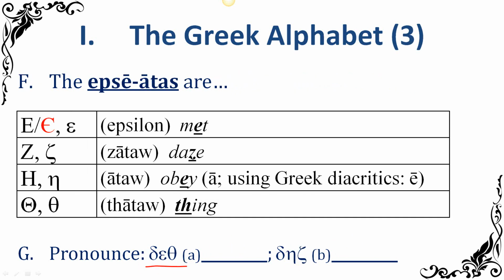Delta, epsilon, theta. But of course, we're just interested in the first sound. So d, e, th: death. Yep. Little grim for a Greek class, but that does show up a lot in the Bible. Death. Yep, death.